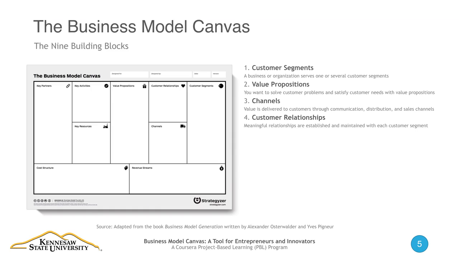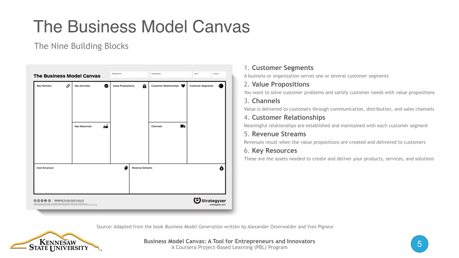Building block number 4, customer relationships. These are critical. How can we best build authentic relationships with customers and strategic partners that lead to deep trust and deep loyalty? Revenue streams. This is what's meant by capturing the value that we create and deliver. How do we make a reasonable amount of money for our efforts?